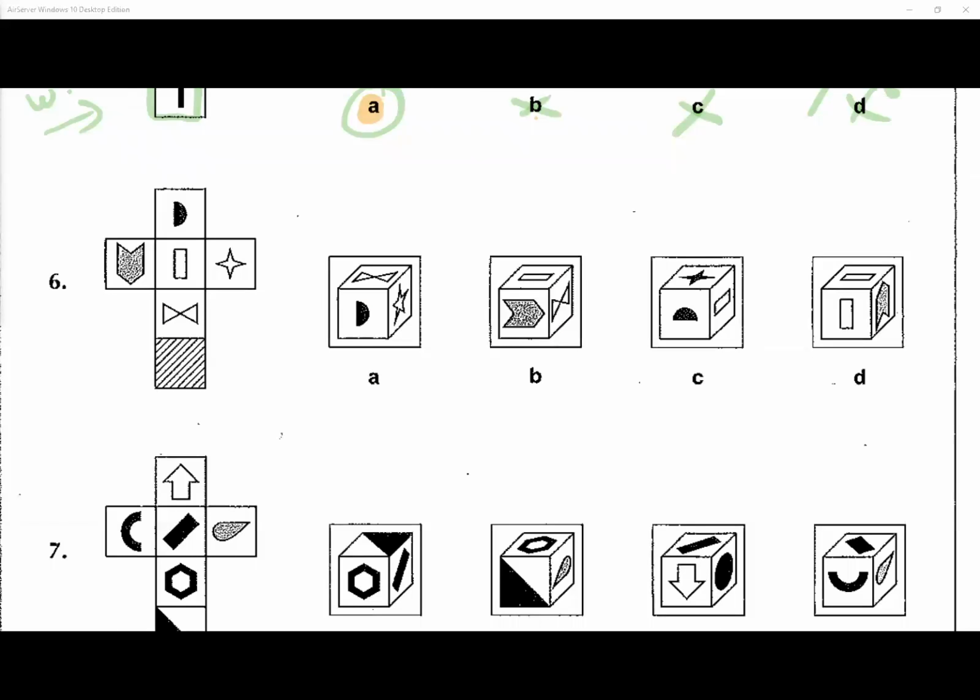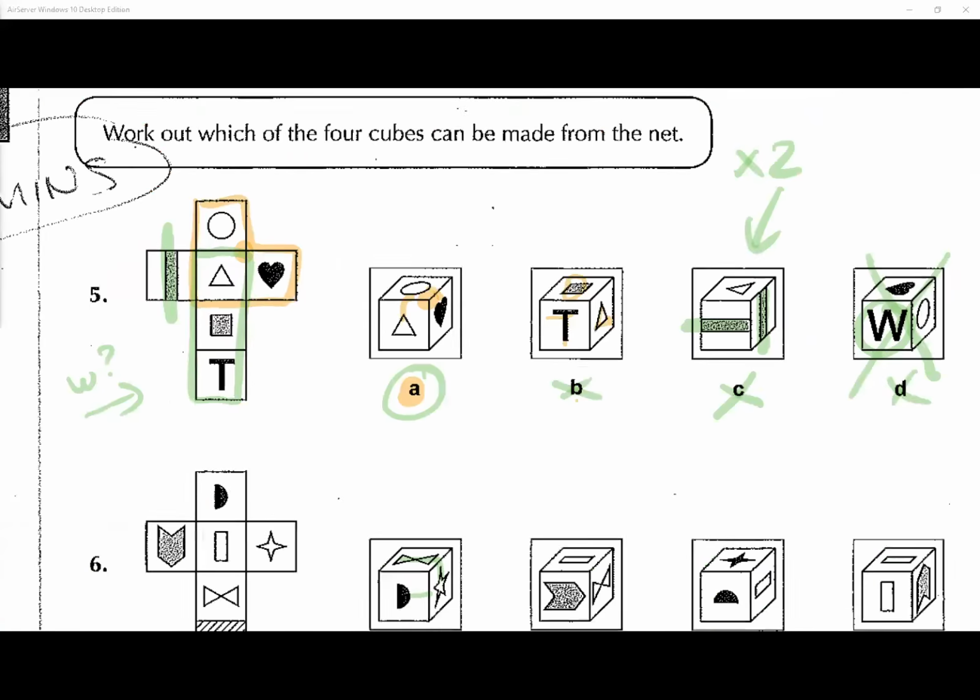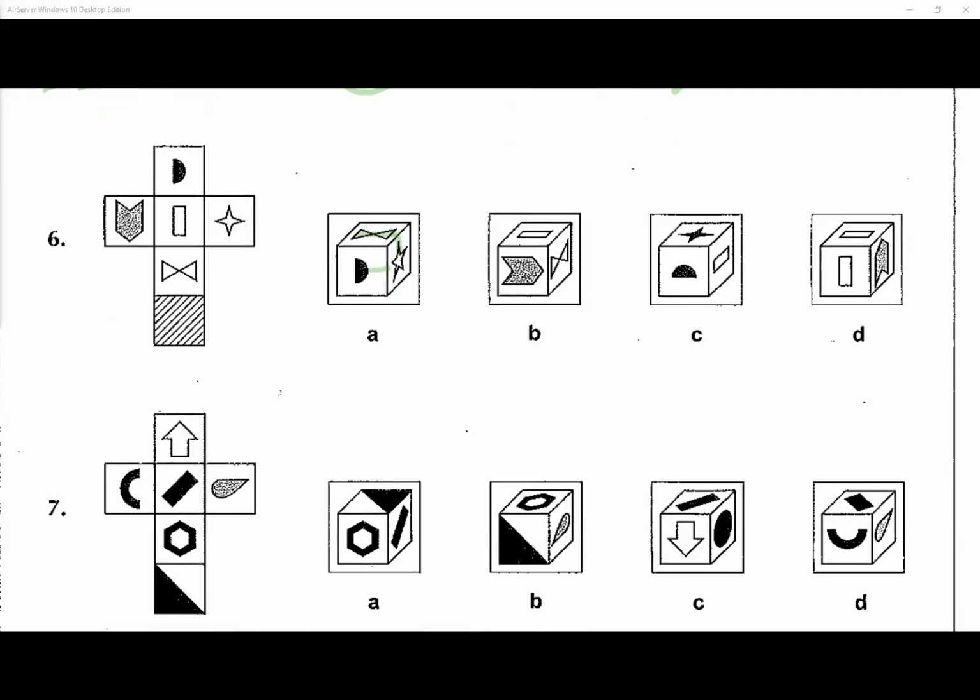So let's have a look. For question number 6, let's have a quick look. We've got this shape touching the triangle, and then we've got the semicircle. If you look over here, those shapes are over here. When you fold that shape up, they won't appear around one corner. They will appear going around the cube rather than appearing at a corner. So this particular shape here can never result in a cube looking like that.